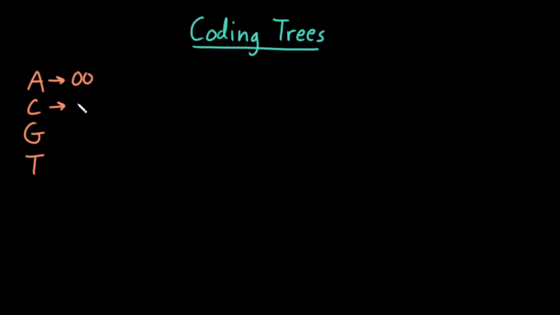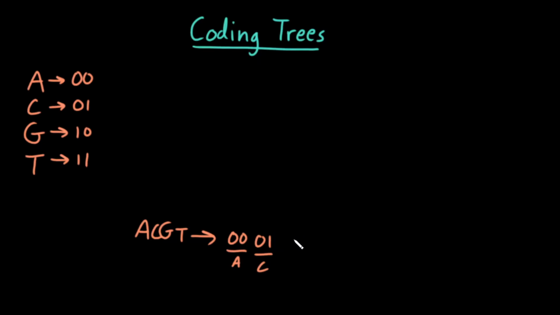So for example, I could represent A as 0, 0. I could represent C as 0, 1. I could represent G as 1, 0. And I could represent T as 1, 1. So if I had, for example, the string ACGT, this string would be represented as 0, 0 for A, 0, 1 for C, 1, 0 for G, and 1, 1 for T.